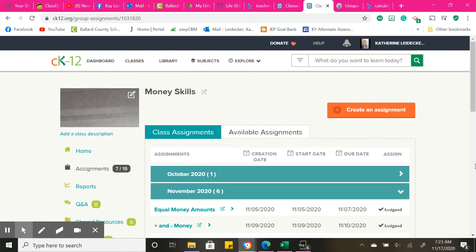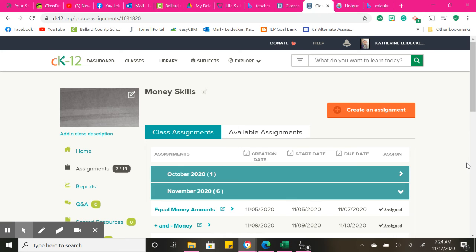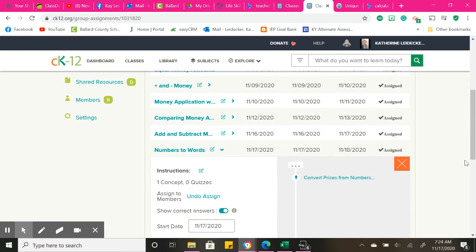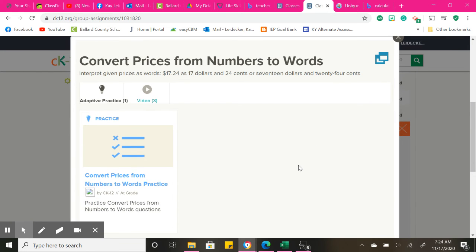For your money skills, I know money skills has been a little difficult, guys. I'm trying to find simpler stuff because really money skills is just working with money, and I don't want to make it any more difficult than what it already has to be. So we're converting prices to numbers today. So find your November 17th. Wow, I can't believe it's 17:30.